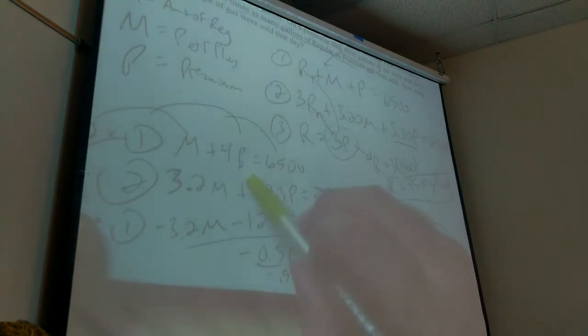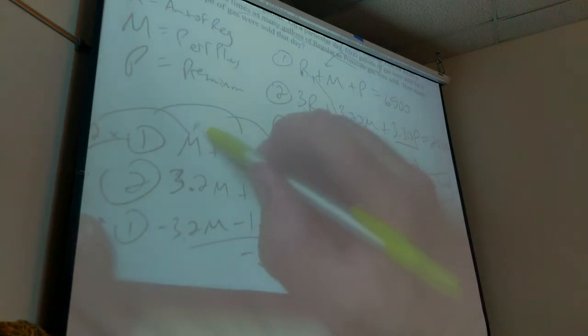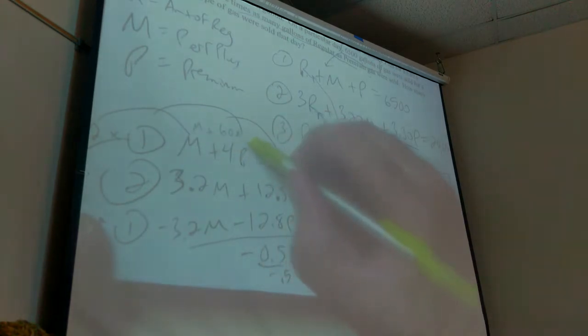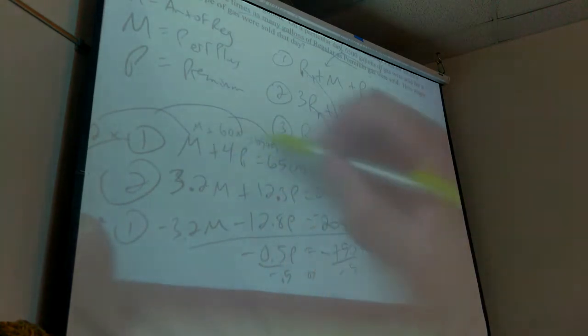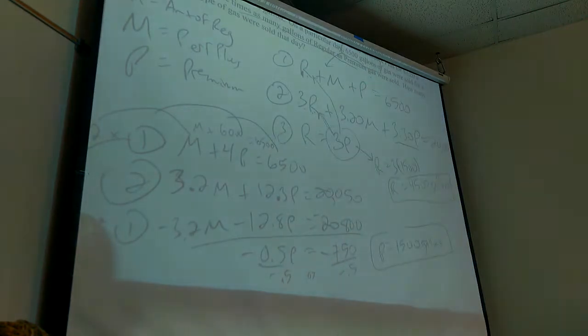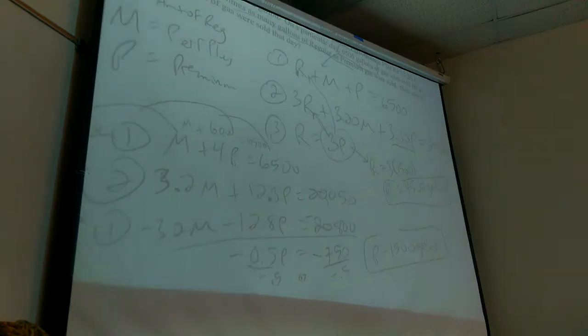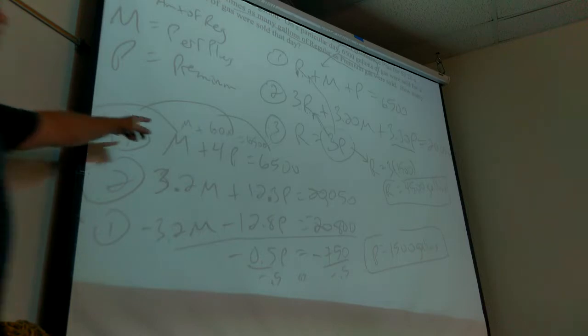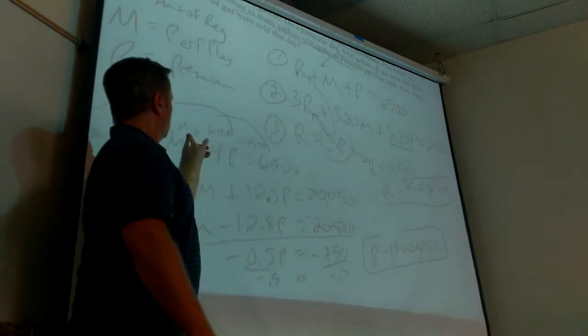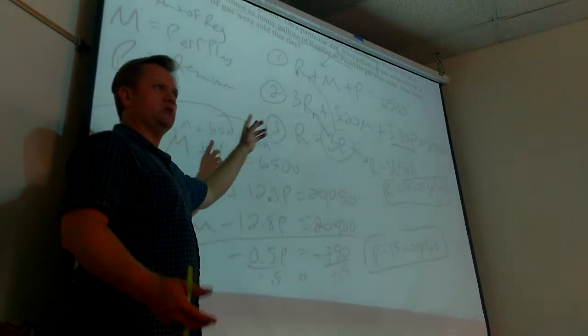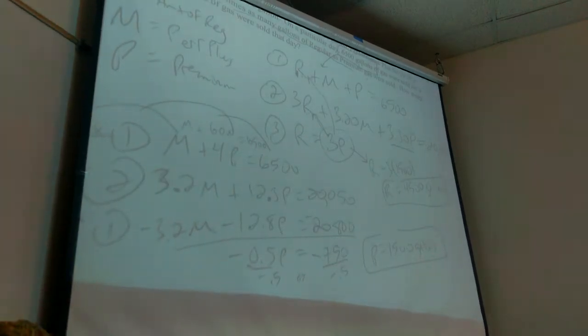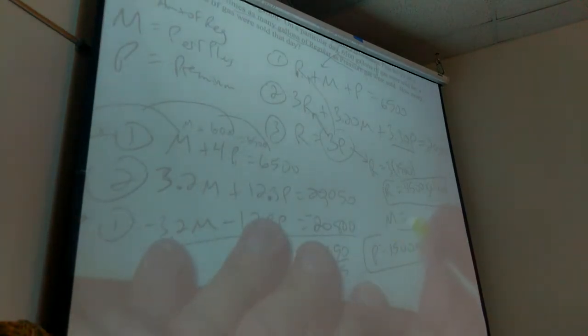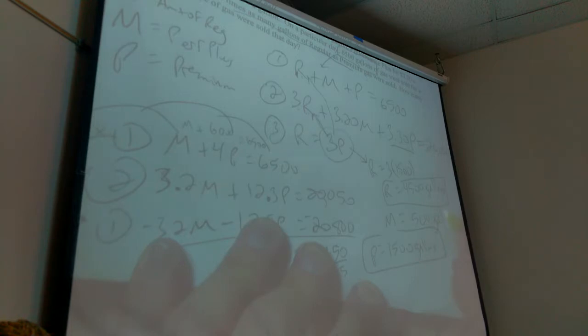I can plug in 1,500 here for P. 4 times 1,500 is 6,000. So M must be 500. Because when do I add to 6,000 and get 6,500? M must be 500. All right, subtract 6,000. So I get M is 500. So I sold 500 gallons of the middle stuff.